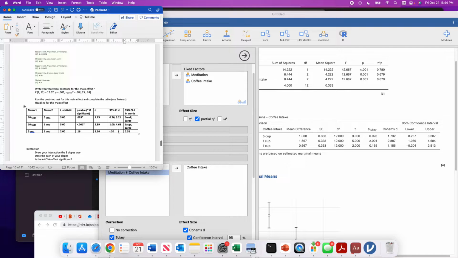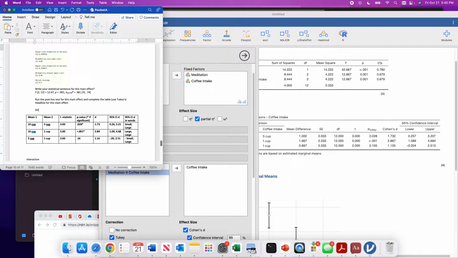I'm sorry, I always do that. 2.51, so that's negative small to positive large, negative small to large. I don't put the positive sign on the large because you would never do that. If you don't see a sign, assume it's positive large. Okay, so the headline for this main effect is that drinking 10 cups of coffee makes you happier than drinking 1 or 5.